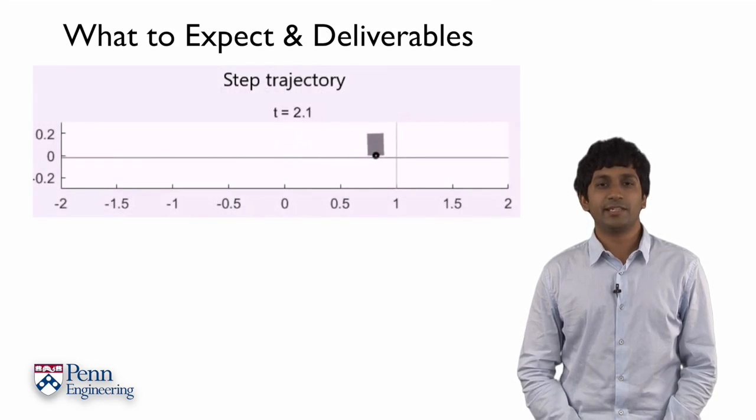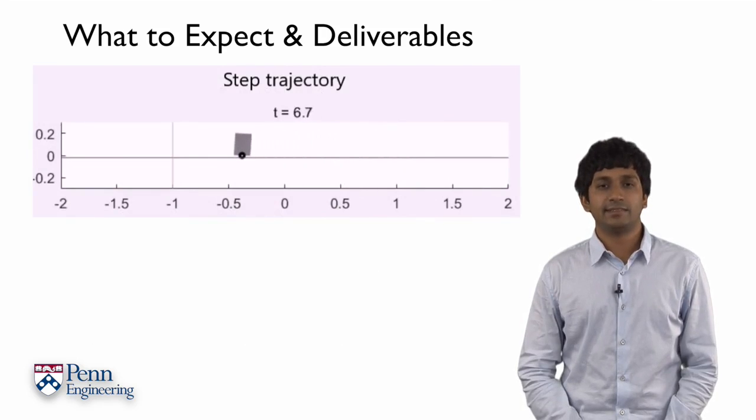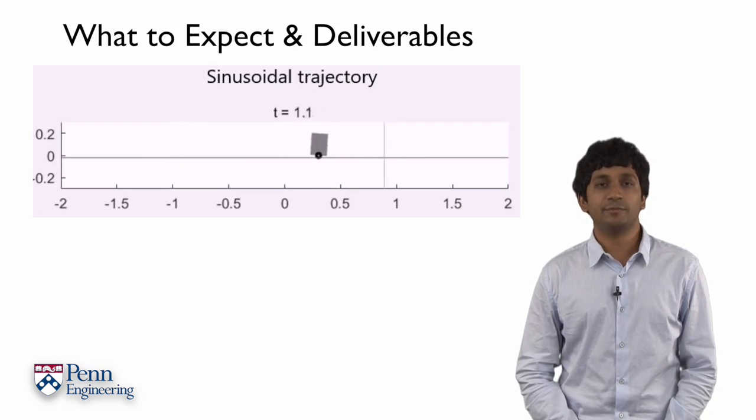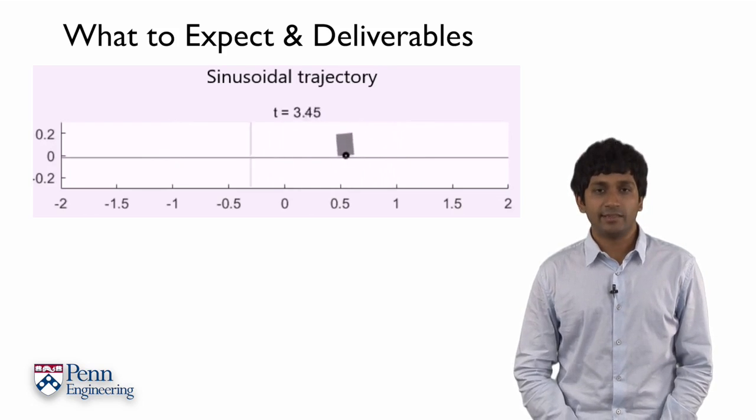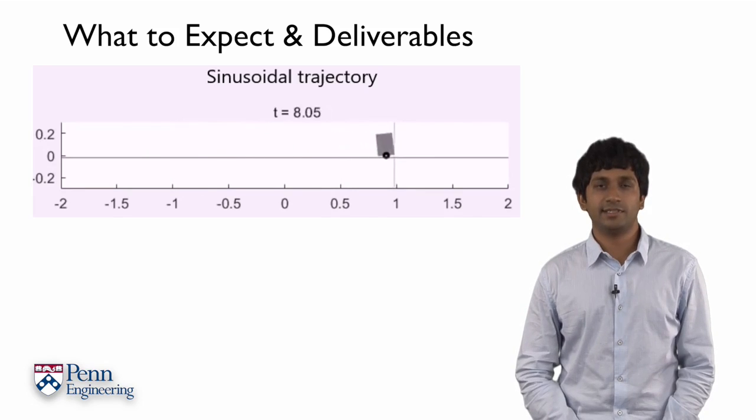In the end, you can expect to be able to produce something like this simulation animation. Here what you're seeing is that the robot receives noisy sensory input, and what it must do is filter that data, balance itself, as well as try to position the base according to some desired trajectory.